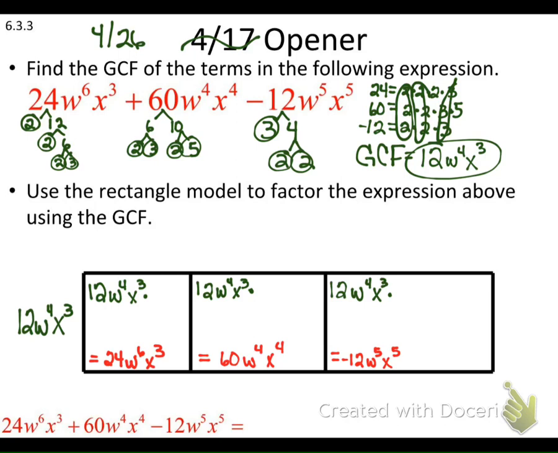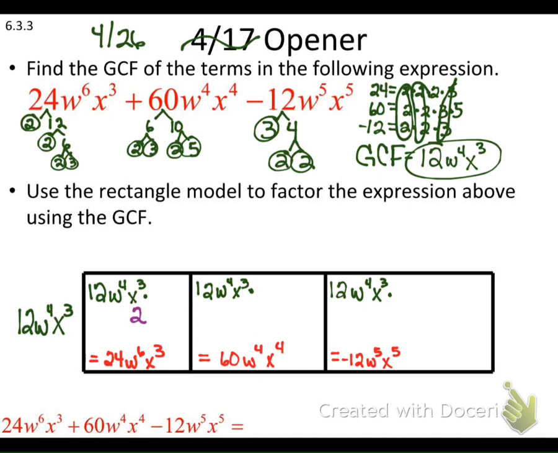Now I'm ready to find the width. So there's two ways that you can do it. You can either think 12 times what will get me to 24, or you can look up to 24 and what in our factor list, and what number didn't I use? 2. So that 2 becomes my width.